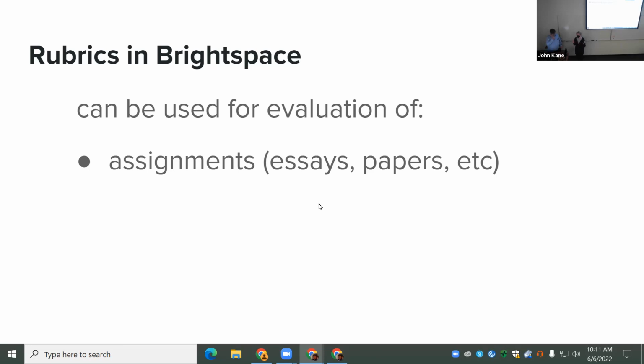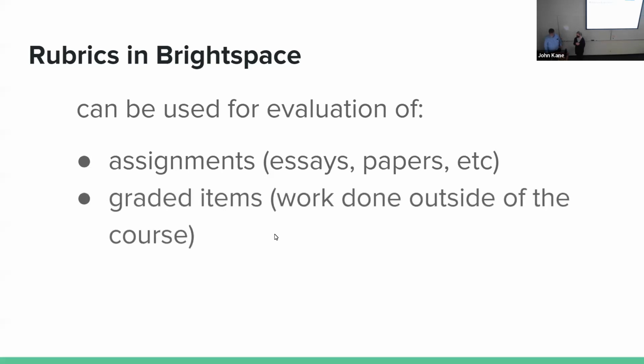Whatever type of assignments you're using, you can link rubrics to them in Brightspace. Basically, these are the equivalent of the assignment drop boxes in Blackboard. Any graded items work too. If you have students doing work outside of the course, for instance, I have students submitting discussion points via Flipgrid, which is a third-party tool, I can create graded items in the gradebook and assign a rubric for those items and use that as I'm evaluating it.